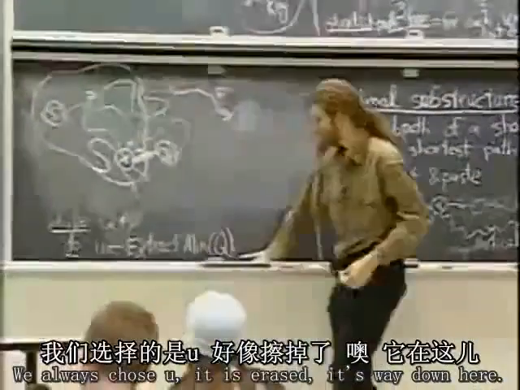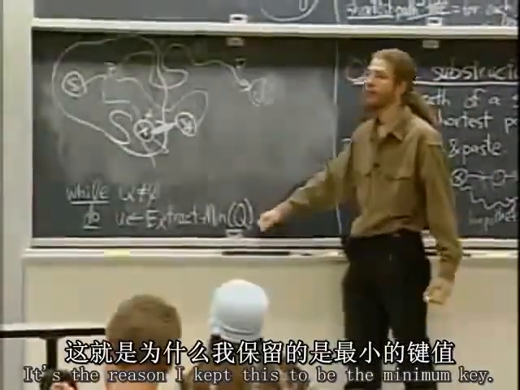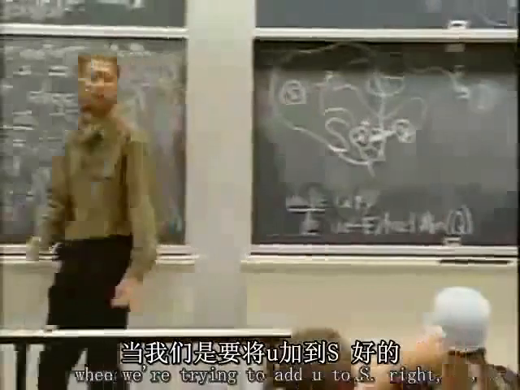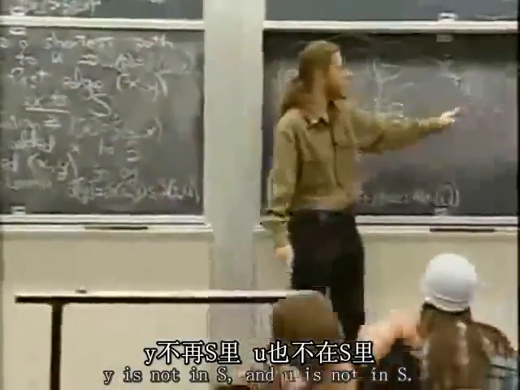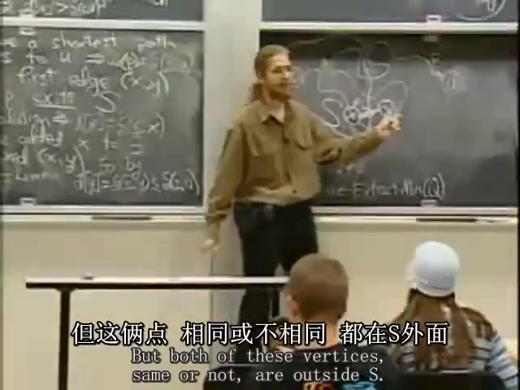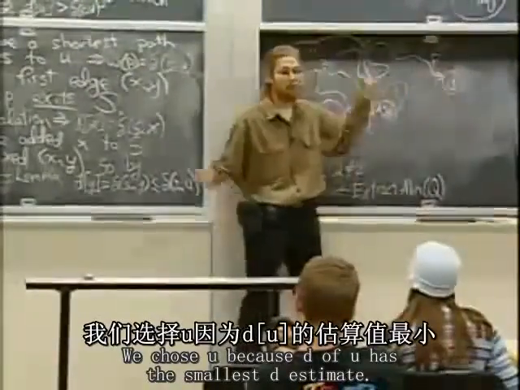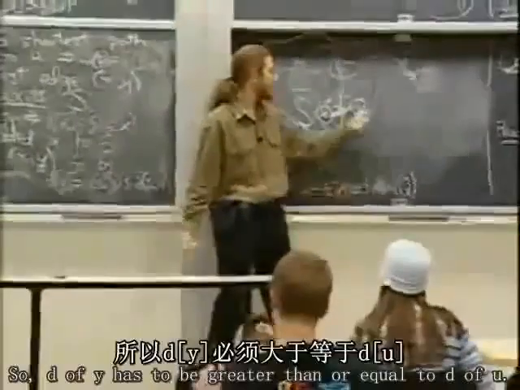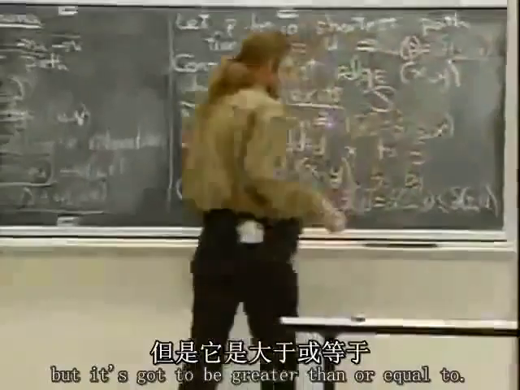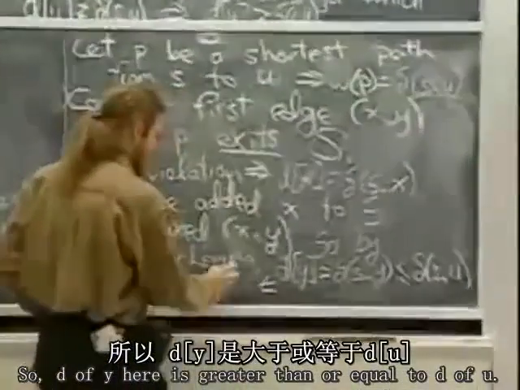This is the middle of the algorithm. We chose u, and there's a reason I kept this as the minimum key. This is keyed on d. So we know that at this moment when we're trying to add u to S, y is not in S and u is not in S. They might actually be the same vertex, but both of these vertices, whether the same or not, are outside S. We chose u because d of u has the smallest d estimate. So d of y has to be greater than or equal to d of u. It might be equal if they're the same vertex, but it's got to be greater than or equal to. So d of y here is greater than or equal to d of u.